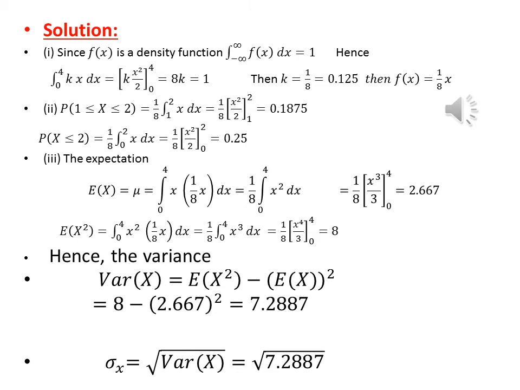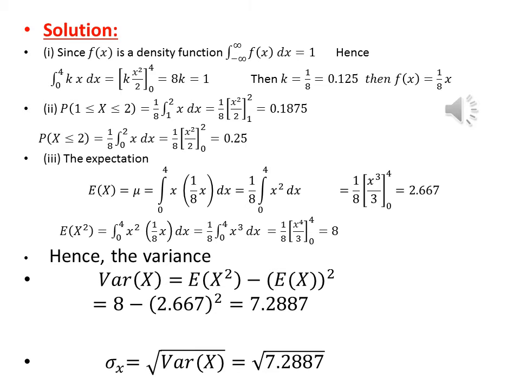What's the probability that x is less than or equal to 2? The random variable is defined from 0 to 4. So integration from 0 to 2 of f of x, 1 over 8 x dx. Substitute, and we get the result 0.25. So the first is required, the second is required, okay.